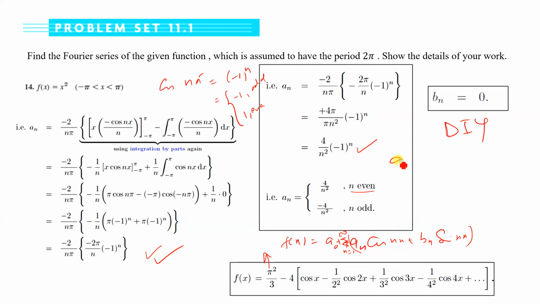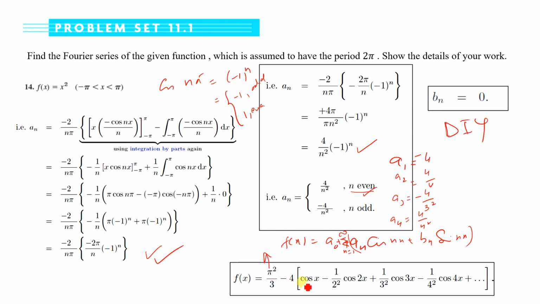a1. So let me write a few values for a's. A1 is equal to minus 4. A2 is equal to, when n is even, 4 over 4. So A3 is equal to, when n is odd, minus 4 over 3 square. Similarly, A4, when n is even, 4 over 4 square.